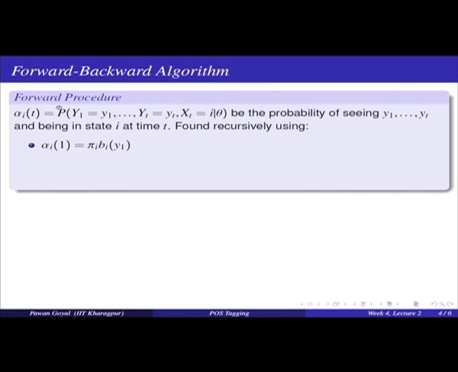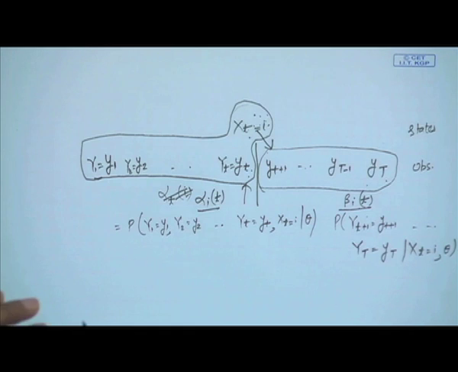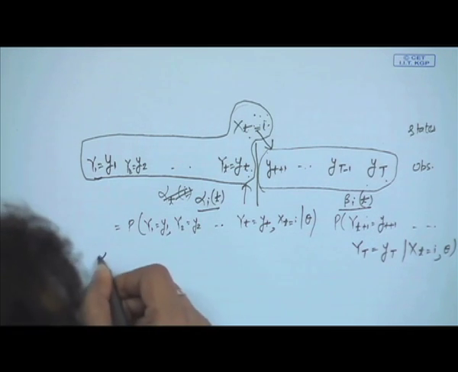Now, how do I compute these values of alpha it? I want to compute this for all possible i's and all possible values of t. This is a forward probability, so I have to start with the first point. How do I actually compute alpha I1?